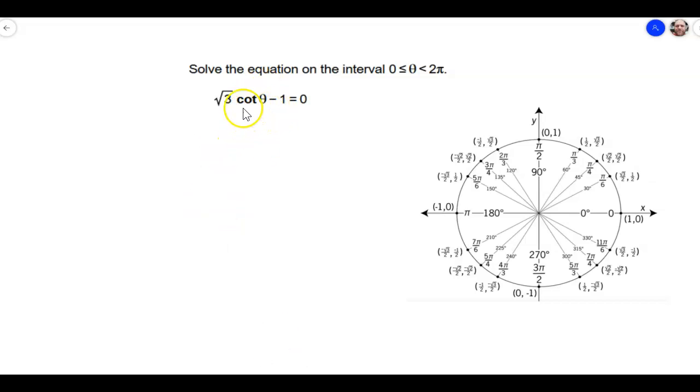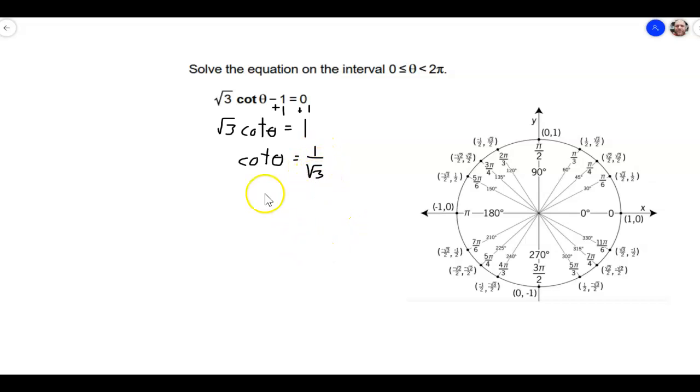So the first thing I want to do is solve for the cotangent of theta. So I'm going to add 1 to both sides. So the square root of 3 times the cotangent of theta is equal to 1. I just added 1 to both sides. Then I'm going to divide both sides by the square root of 3. So cotangent of theta is equal to 1 over root 3.